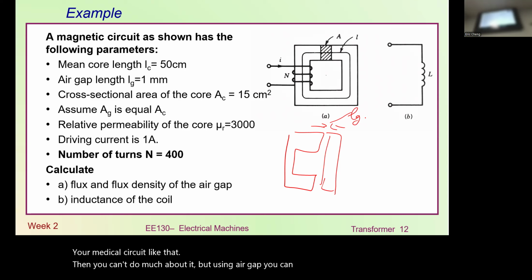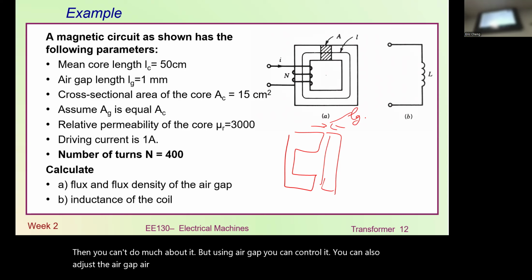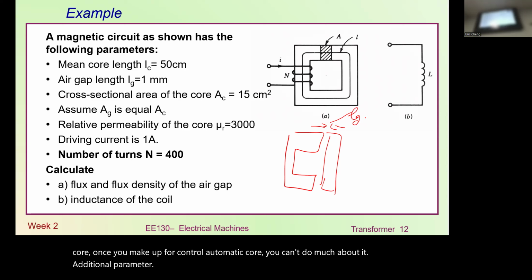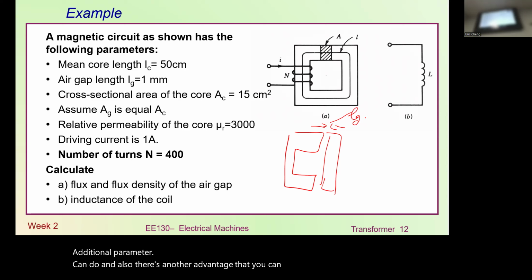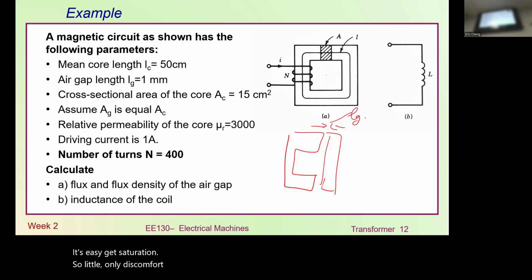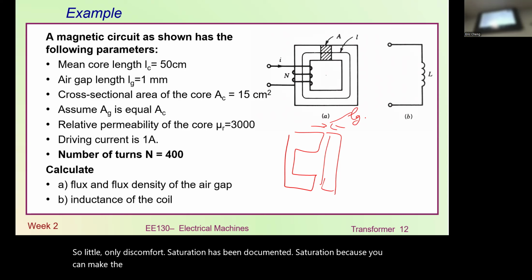You can also adjust the air gap. The air gap is something you can control quite easily. But with a magnetic core, once you construct it, you can't do much about it. It just adds another parameter. There's also another advantage: you can control it so the core won't easily get saturation. Later on we will discuss saturation, and we don't like saturation because it can make the inductance become less. We don't like it.